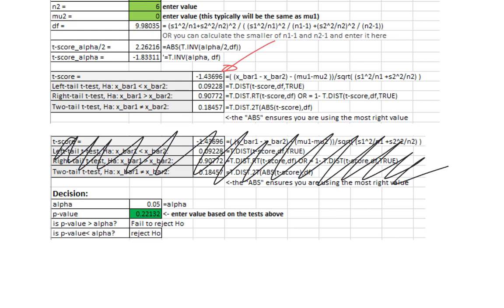And then of course, here is my decision. I grab my alpha from up above. So this, where it says equals alpha, I am grabbing the cell up above that has the alpha. And here I'm entering the appropriate p-value.